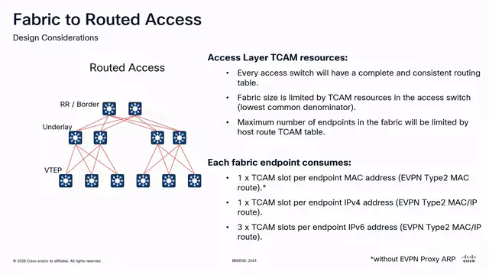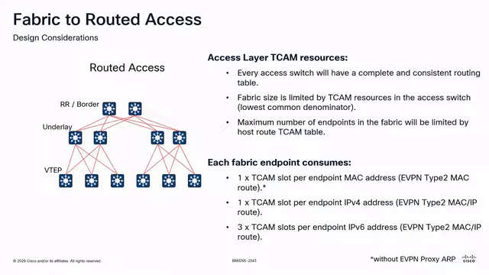Well, we saw it before in my show outputs. Once an endpoint comes online, one host route will be consumed to learn about the endpoint MAC address. If you have IPv4, well, that's another host route. So suddenly our 24,000 host route table is divided by half, so you can only support 12,000 endpoints.